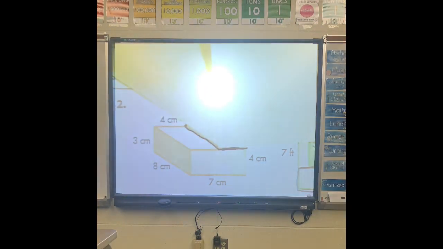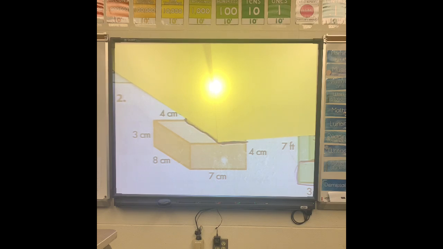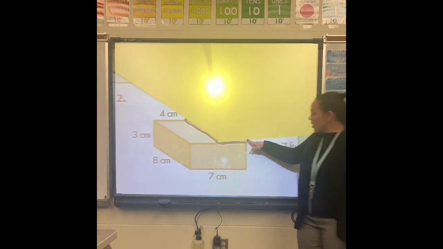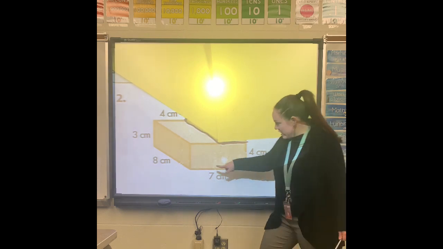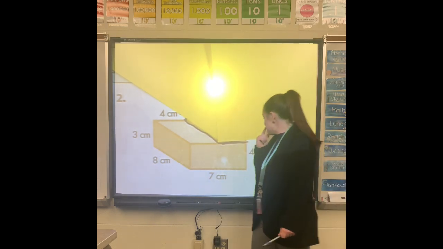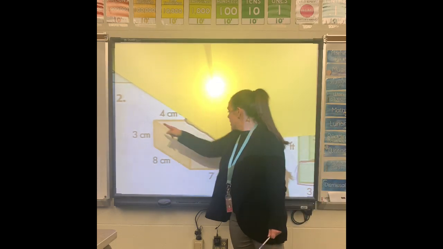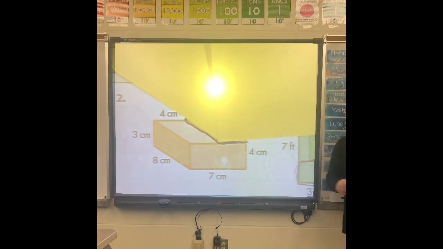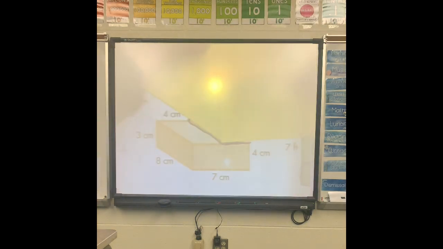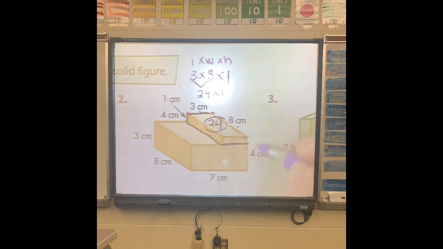Okay, now if you see here, I have a lot of numbers. I have 4 right here. I have 7 right here. I have 8, I have 3, and I have 4. So I have a lot of stuff going on. I'm curious as to what this 4 is. This 4 over here represents the entire height.